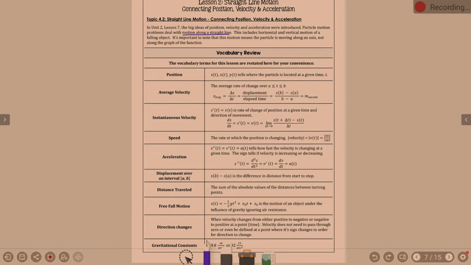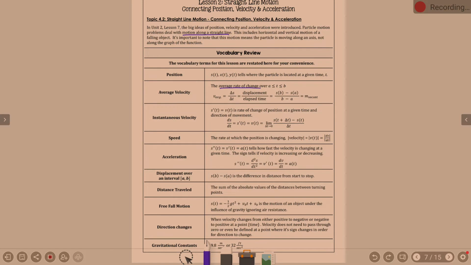Average velocity, or in other words, average rate of change, is change in position over change in time. So displacement over elapsed time. Instantaneous velocity is our derivative. So that's s prime of t. It's the rate of change of position at a given time and direction of movement.